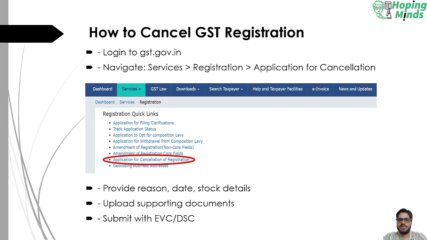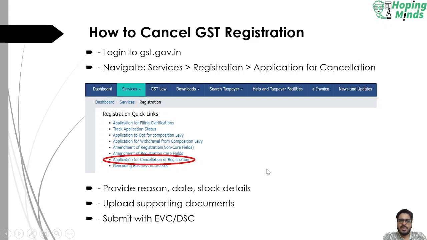How to cancel GST registration? To cancel the registration, we need to log into the GST portal, that is www.gst.gov.in, and navigate to the services tab. Under the services tab, we have the registration option, and under this option we will find application for cancellation of registration. So here is the screenshot.